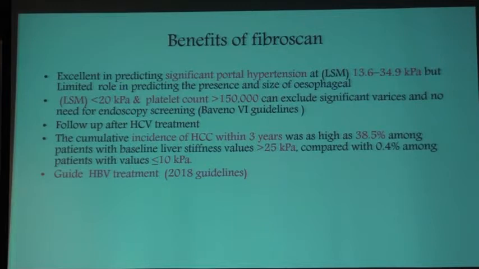We can apply it also for follow-up after hepatitis C virus treatment, and we have a cumulative incidence of HCC within 3 years as high as 38% among patients with a baseline liver stiffness more than 25 kilopascal. When we have an increasing kilopascal, the probability of having HCC definitely increases, compared to 0.4% among patients with a value of less than 10 kilopascal. So we can put the FibroScan as one of the best screening methods for the probability of evolution of liver cancer.